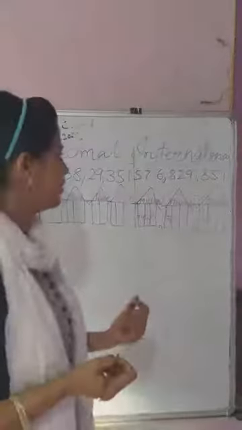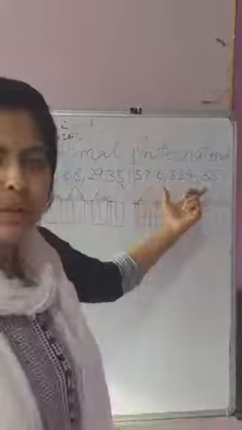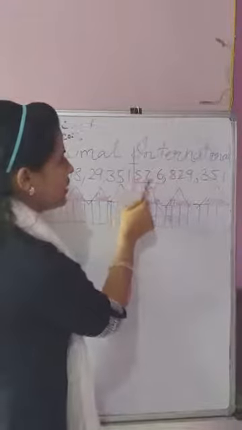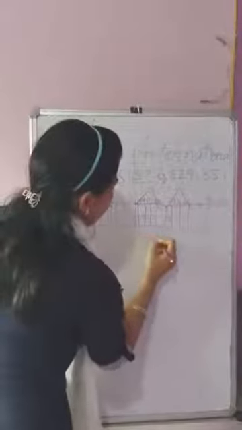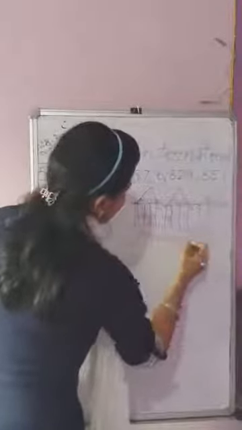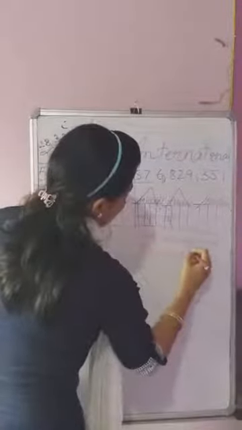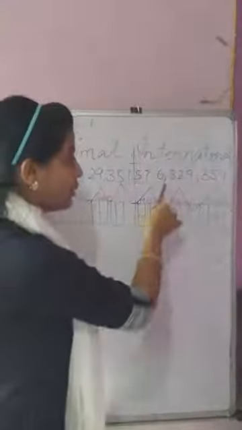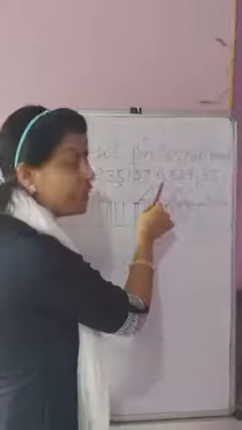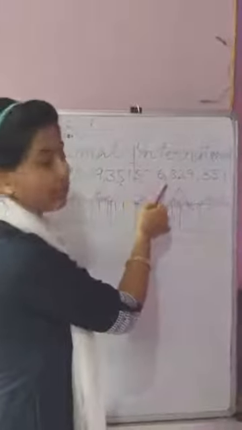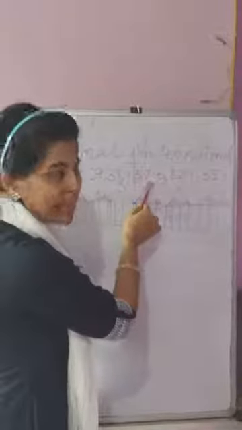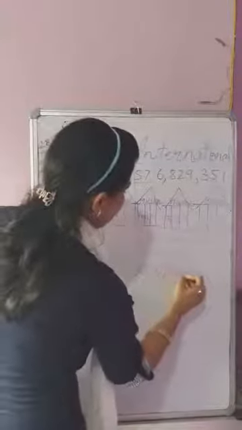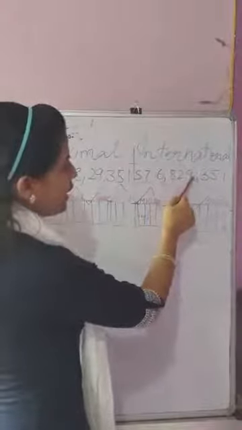Now, in a simple manner, we can write the number names also. See, what is this? You can read it. This is 576, and then a comma. What I have told you? For every comma, you have to read its period. For this comma, its period is million. 576 million, 829.